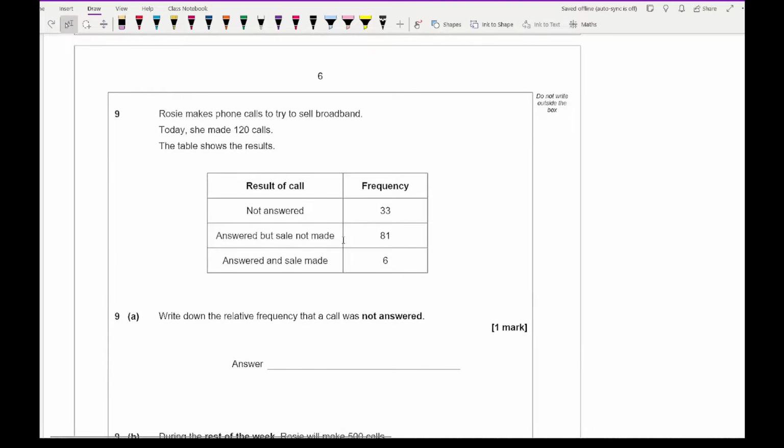Moving on to question 9, it says Rosie makes some phone calls to sell broadband. Today she made 120 calls. The table shows the results. Write down the relative frequency that a call was not answered. So for relative frequency, it's all about using experimental probability. How many of the calls were not answered? Well, it's going to be 33. How many were made in total? 120. And I can just type that fraction into my calculator to see if it simplifies, and it does. So the answer is 11 over 40.